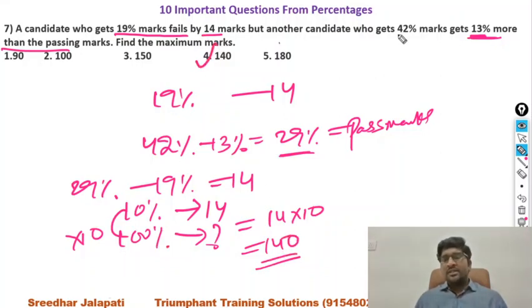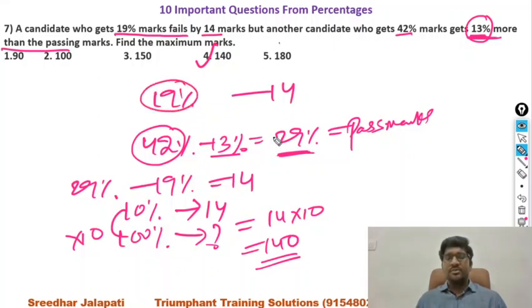Here the other candidate got 42% and he gets 13% more than pass marks. Had this information been given in terms of marks, then it would have been a different case. Here he got 42% and he got 13% more than the pass. That means pass percentage is 29%. But this candidate got only 19%. So he failed by 10% of marks, which is given as 14 to us. So total marks 140.